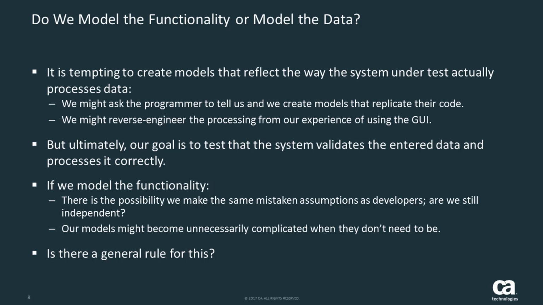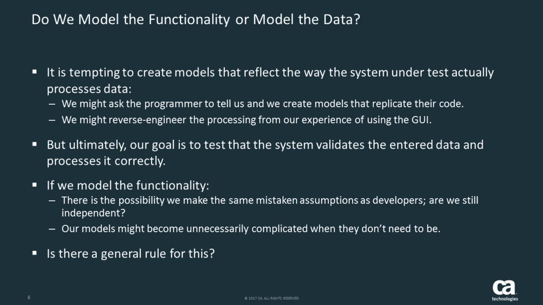But ultimately we need to test the system, validate the entered data correctly, and process it correctly. If we model the functionality, there's a possibility we make the same mistaken assumptions as developers. If they advise us what the software should do, we inherit their assumptions as well as the design decisions as well. So the question arises, well, if we use the developers as our main source, are we independent? Are we giving an independent test anymore?